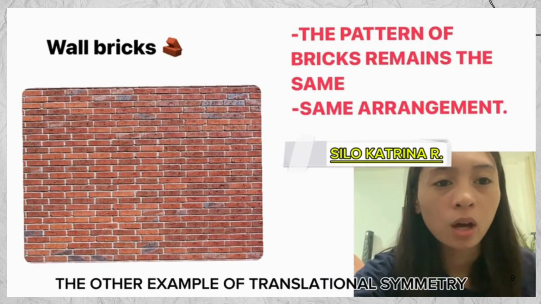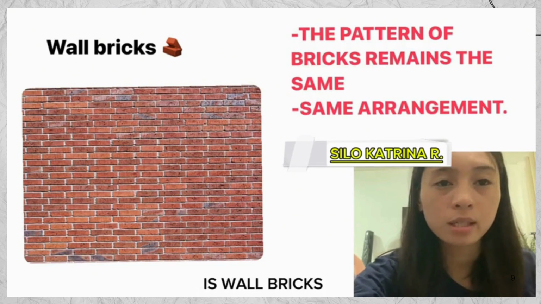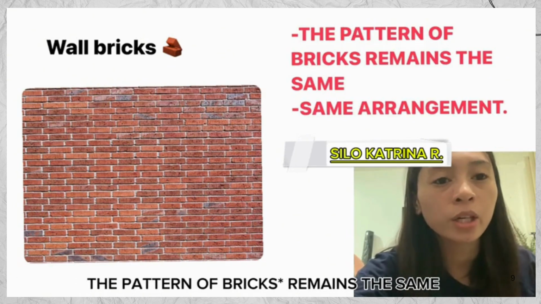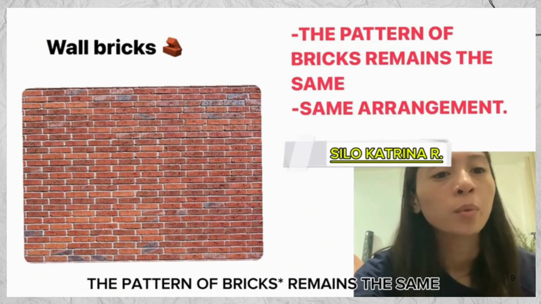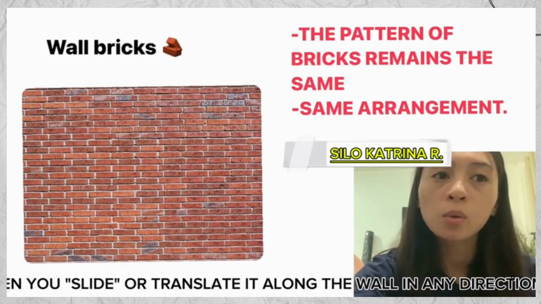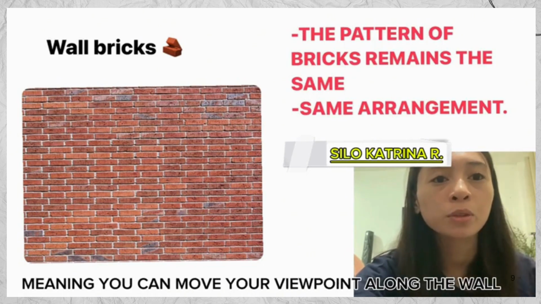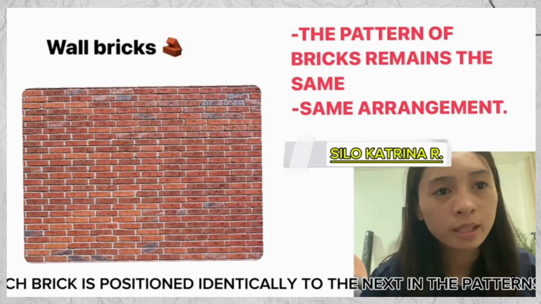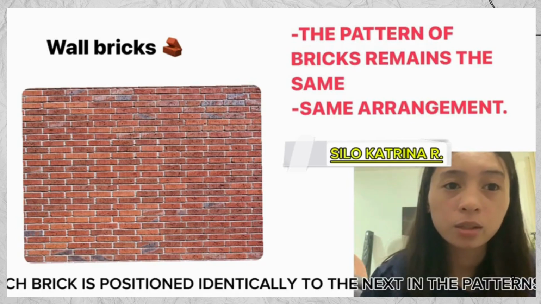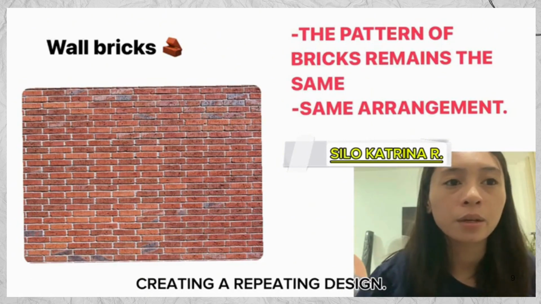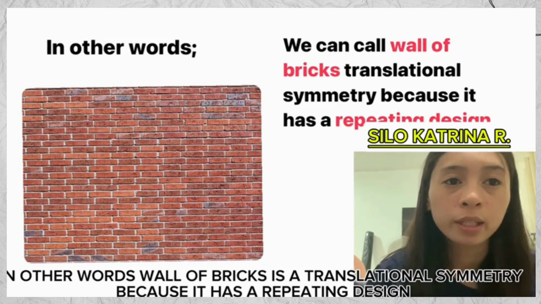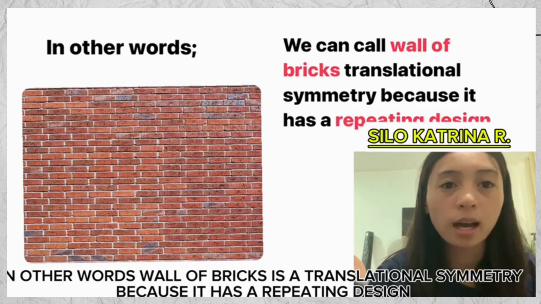The other example of translational symmetry is wall bricks. A wall of bricks exhibits translational symmetry because the pattern remains the same when you slide or translate it along the wall in any direction, meaning you can move your viewpoint along the wall and eventually see the same arrangement of bricks throughout the structure. Each brick is positioned identically to the next in the pattern, creating a repeating design. So, in other words, a wall of bricks has translational symmetry because it has a repeating pattern.